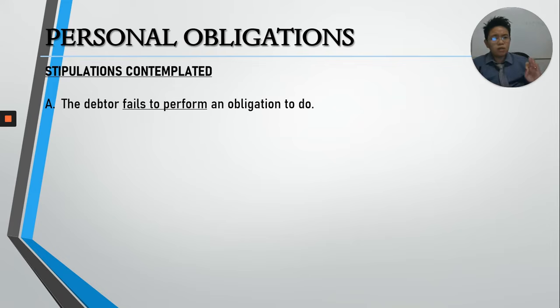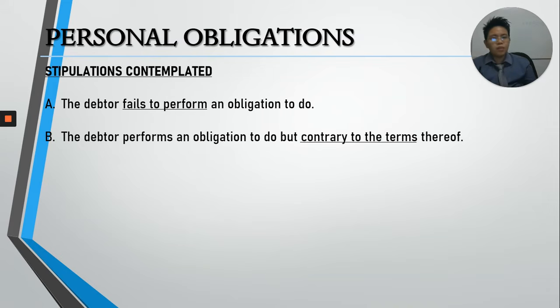Remember, what we are talking about here is breach. So, the debtor fails to perform an obligation to do. Hindi niya ginawa. Pintura ka ng bahay na to. Hindi siya nagpintura. Debtor performs an obligation but contrary to the terms. Pinturahan mo itong bahay na to ng kulay pink. Yan ang favorite color ko eh. Pero pininturahan mo ng violet. So, contrary to the terms.